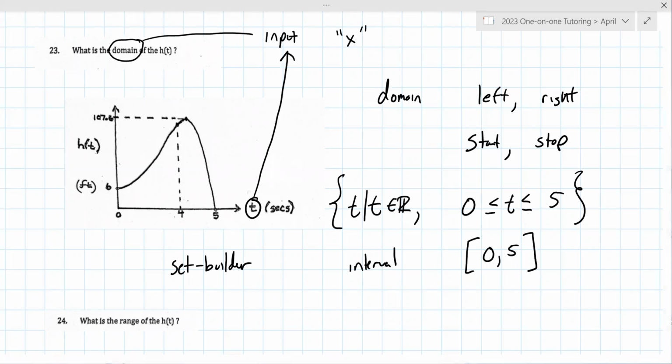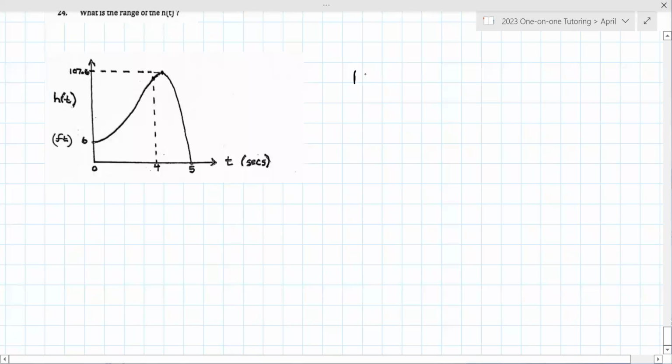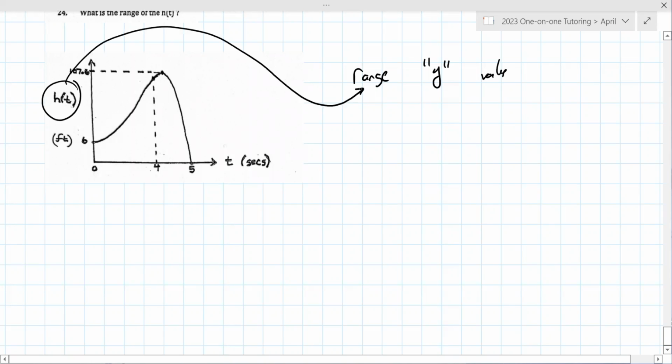Okay, real quickly here, because we're about to run out of time. The range is the Y values. So that's the big difference here. The range, you can think of it as the Y values typically. In this case, it's H of T. And you can think of it as min to max, bottom to top, low to high, basically.